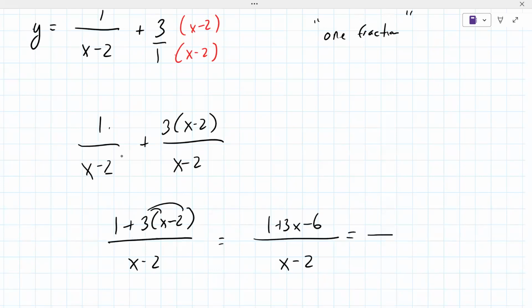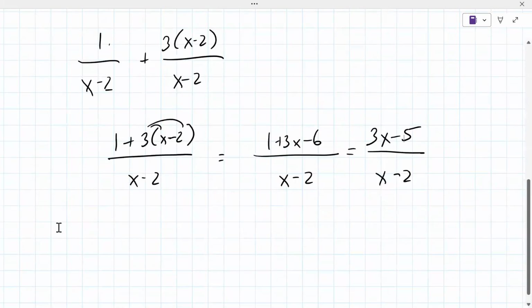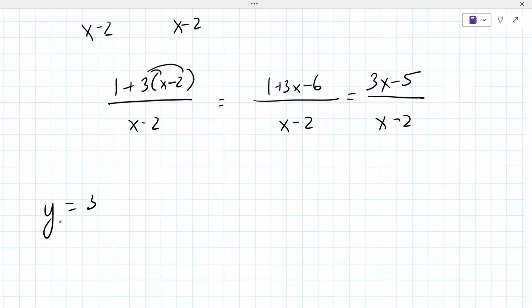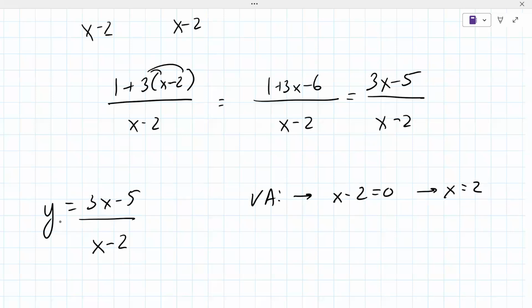Very good. And then what does that combine to? You can combine like terms. 3x minus 5. Very good. So now you might be used to seeing it in this form. So we're going to do some of the same things that we just did. The vertical asymptote is still setting the bottom equal to 0. It's still x equals 2.